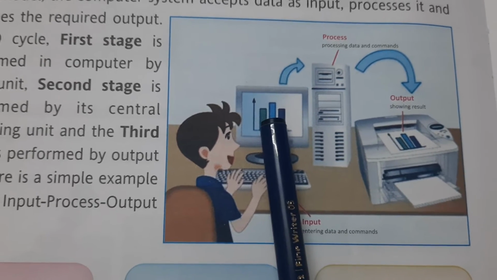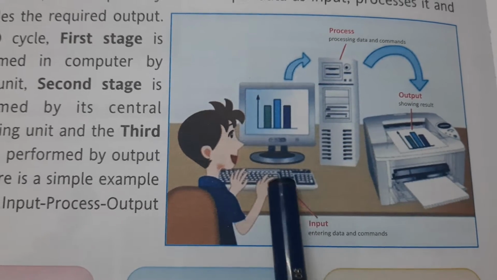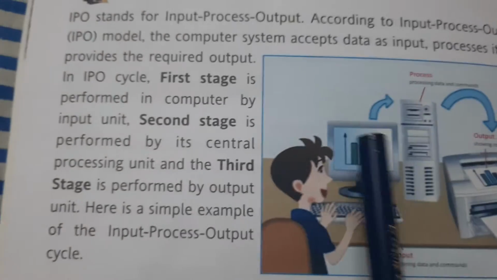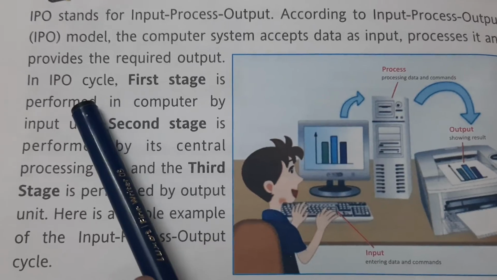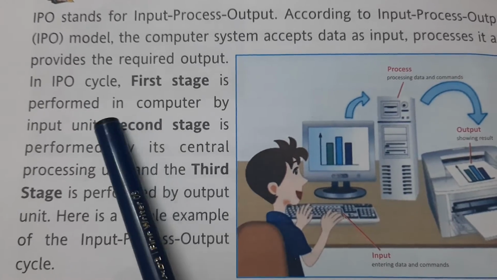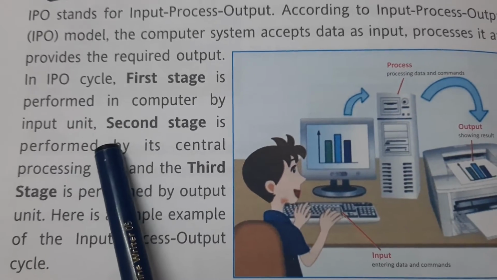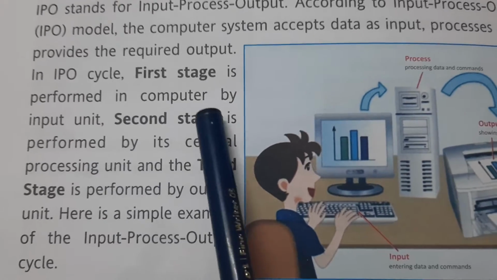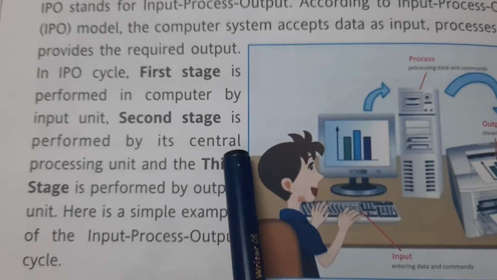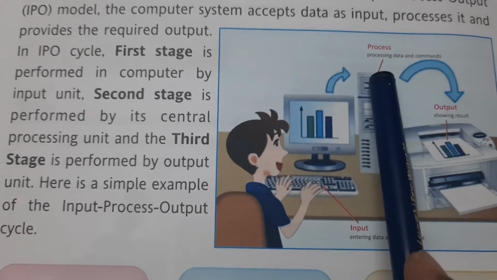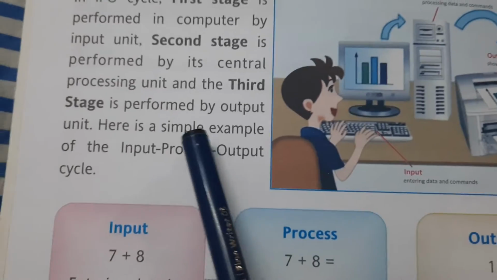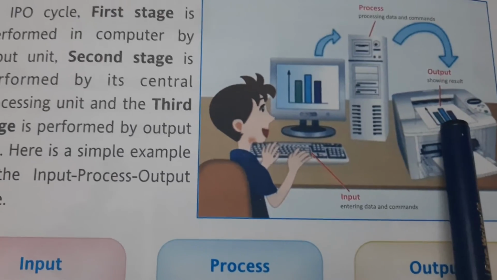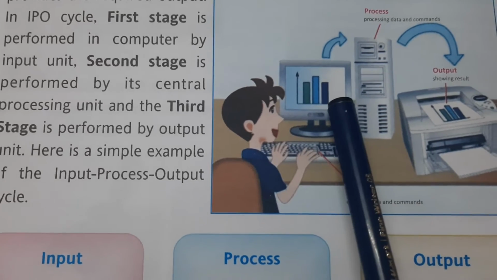Don't get scared by the name IPO cycle. It is just that you are entering the data, processing is done here, and you are getting the output. Now let's see this. In the IPO cycle, the first stage is performed in the computer by the input unit. The second stage is performed by the central processing unit, the CPU, and the third stage is performed by the output unit. This output unit can be a printer, this output unit can be a monitor.